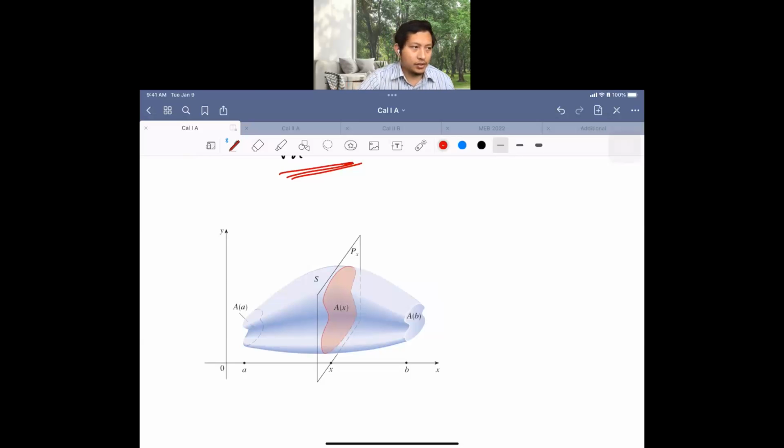If we take this, we have a solid above the x-axis, and we have cross sections, which is the area, A(x), the cross section area, and we have point a and point b. So it's in between point a and point b. The solid is a random shape. So we cut the solid and it has this area.